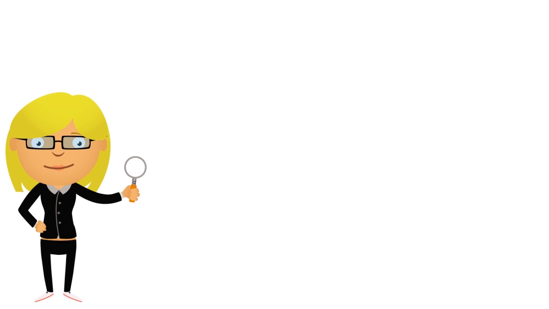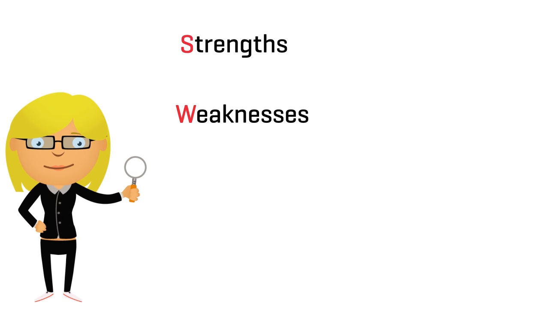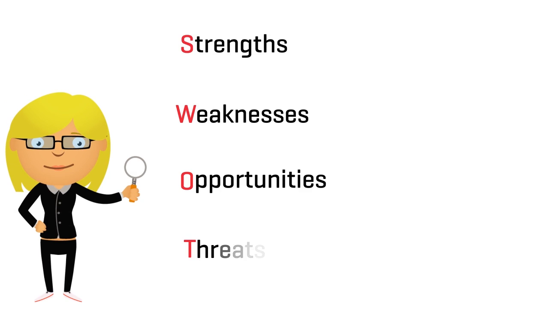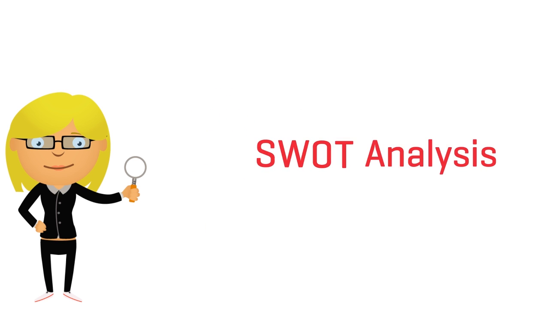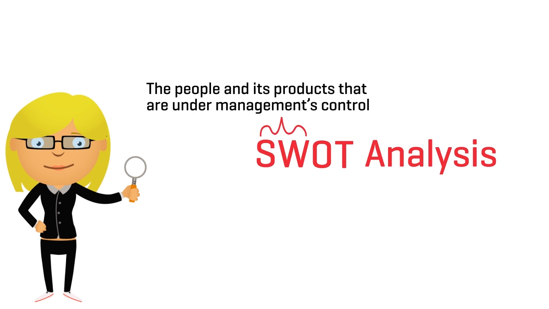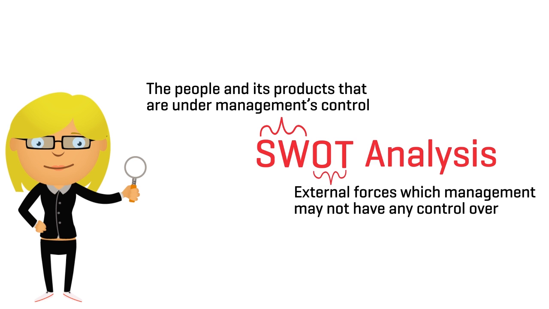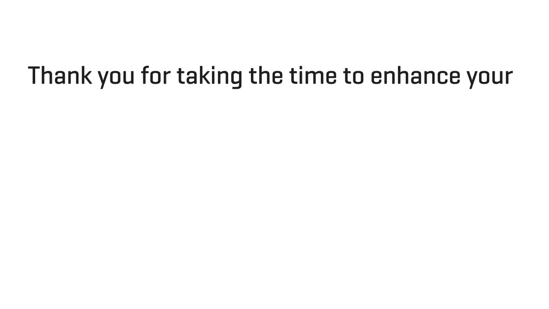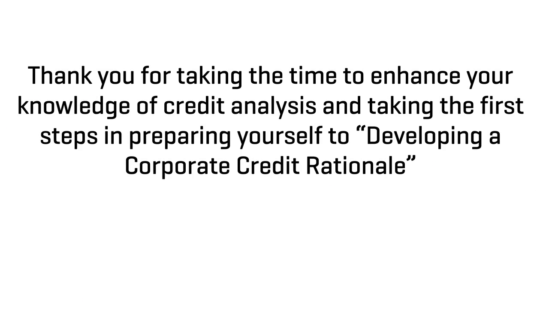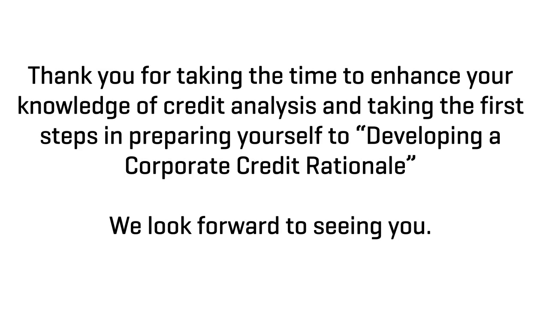To begin looking analytically at your company, you can look at its strengths, weaknesses, opportunities and threats, otherwise considered a SWOT analysis. The strengths and weaknesses of the company can refer to its people and its products, which are under management's control. Opportunities and threats are usually external forces which management may not have control over. In this upcoming course, you will be performing an extensive SWOT analysis on T-Mobile.